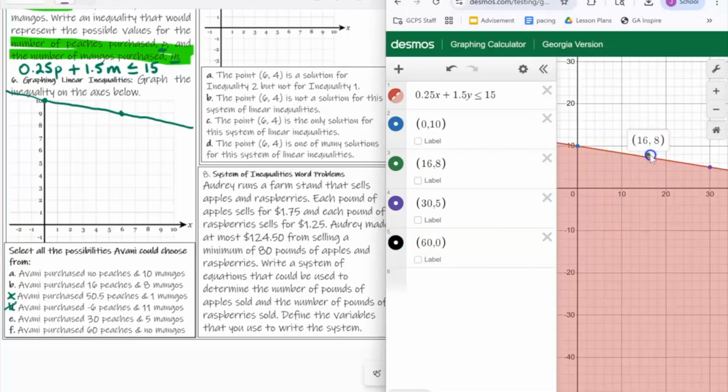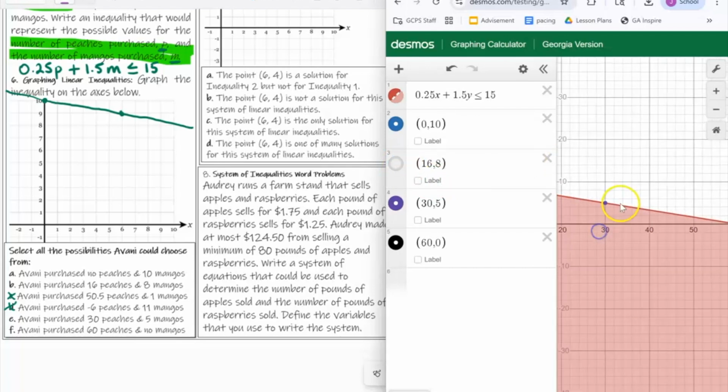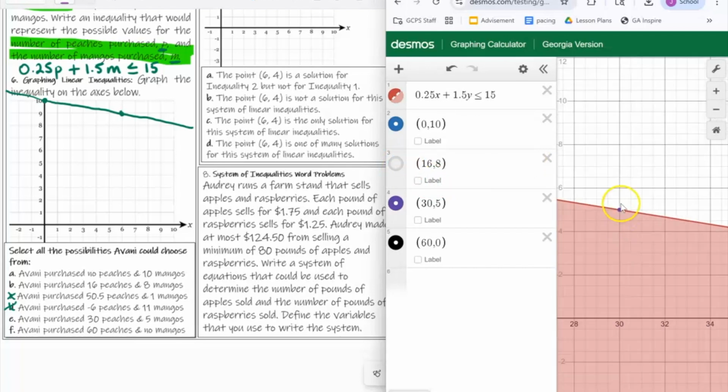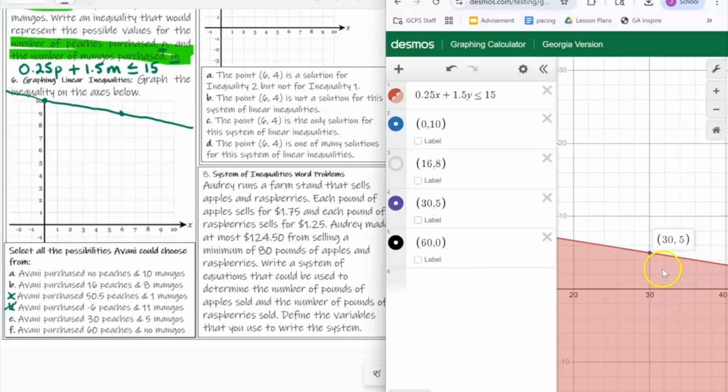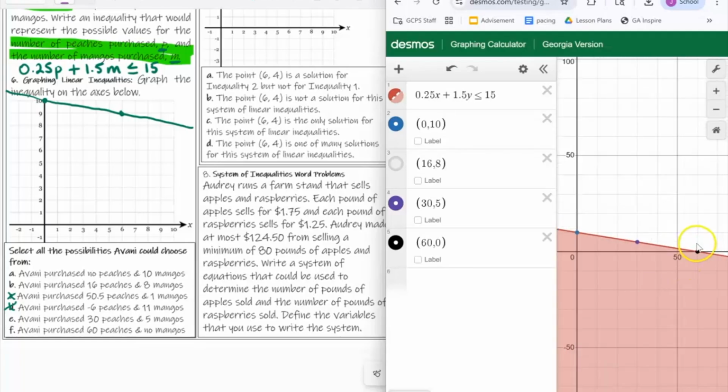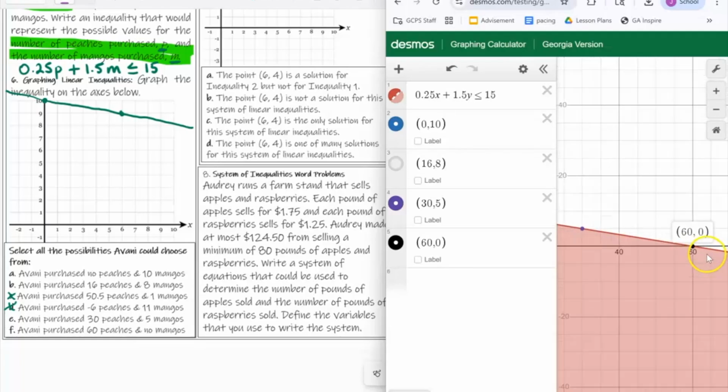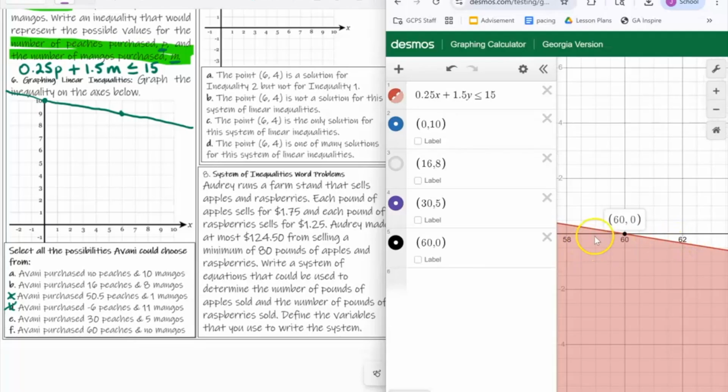Okay, so green, no, 16, 8, not a solution. Why? Because it's not in the shaded area, so no. Blue is fine. What about this purple one, why is that one okay? And let's always zoom in to make sure. Why is this one okay? Because it's a solid line. So if this was a dashed line, it would not be a solution. So that is a solution. And where is my black one? There's my black one. Is this one okay? Always zoom in to double check. Yes, it is, because I can have 60 and 0.